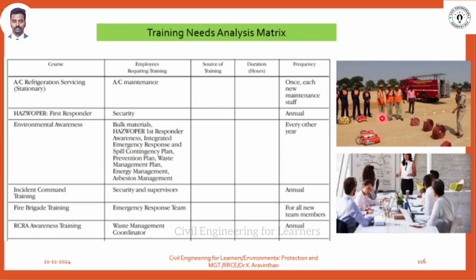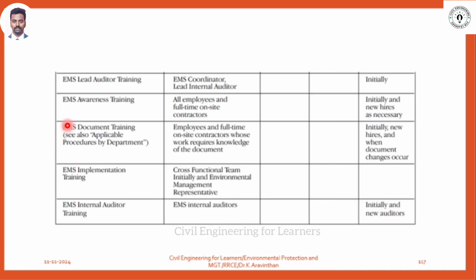Next, fire responder. Have you seen this kind of training? Once in a year, they train on what things have to be done in a fire. For any industry, for any places, they will have this kind of training frequently. Training has to be given annually for fire responders. For incident command like this, you have a matrix. For which job roles this training is required.